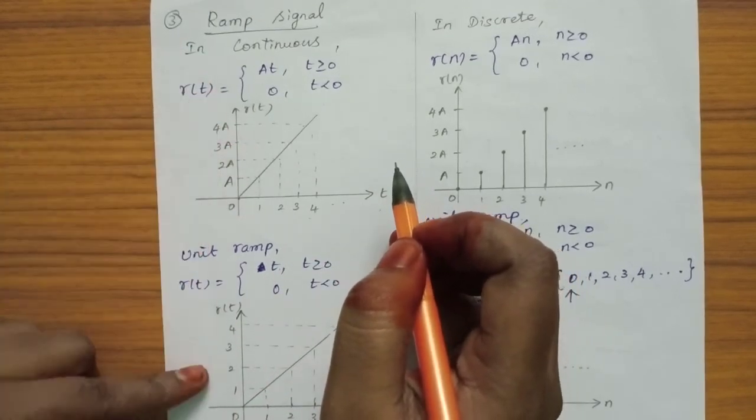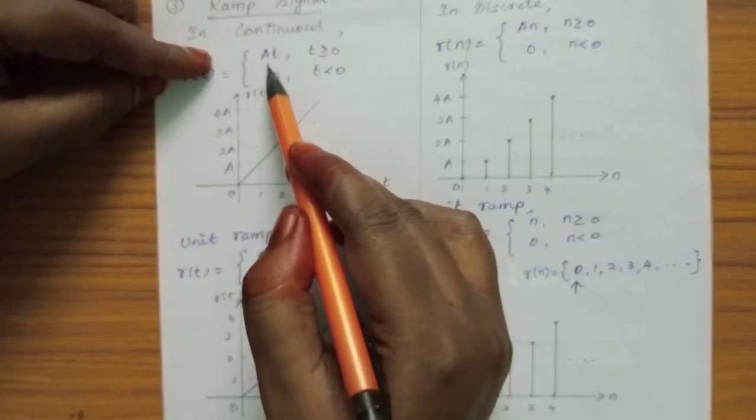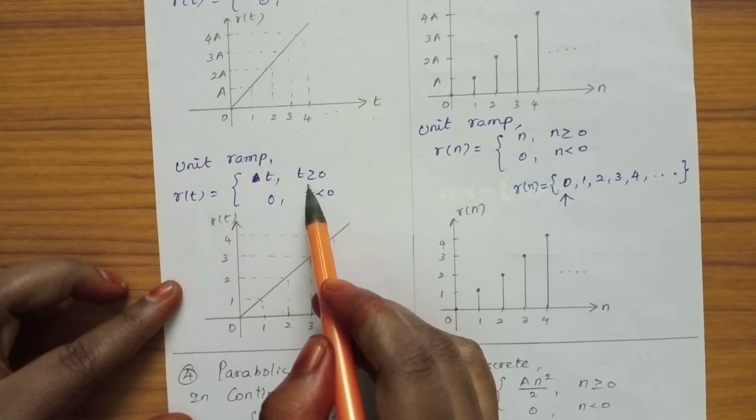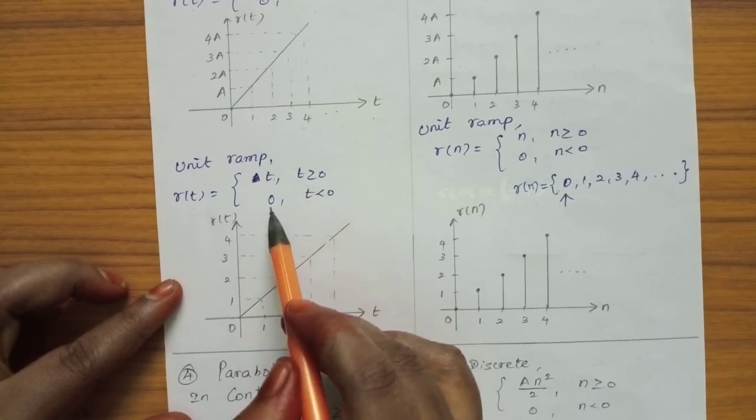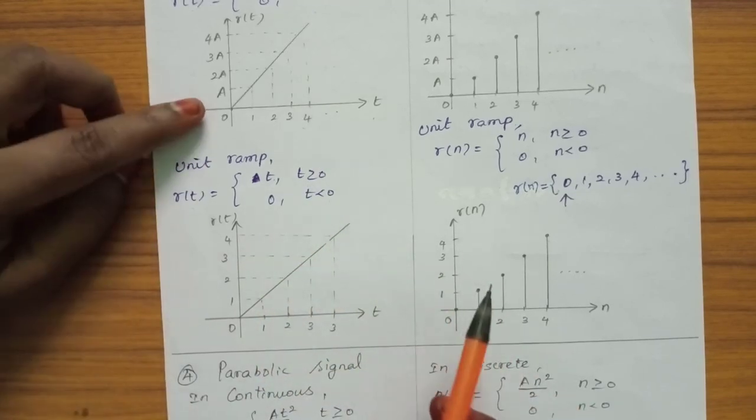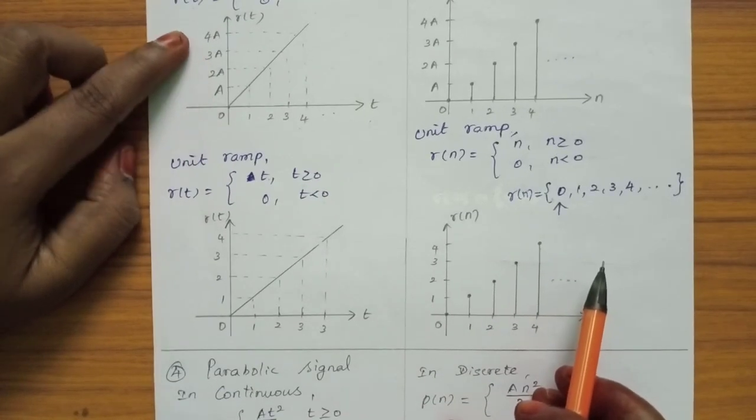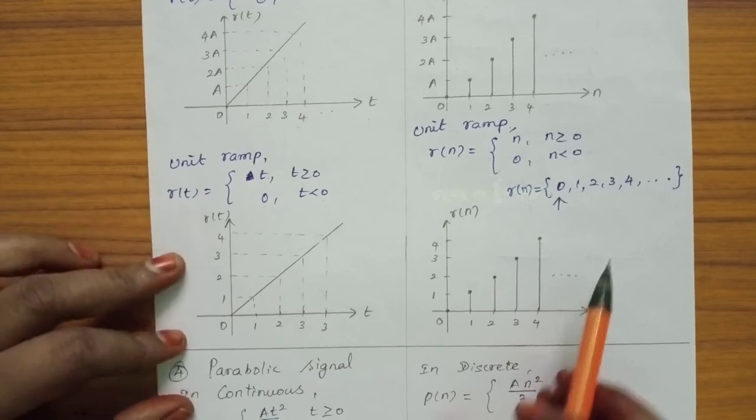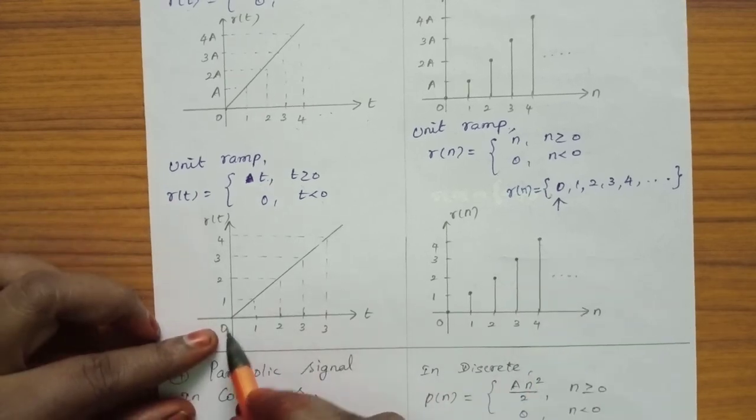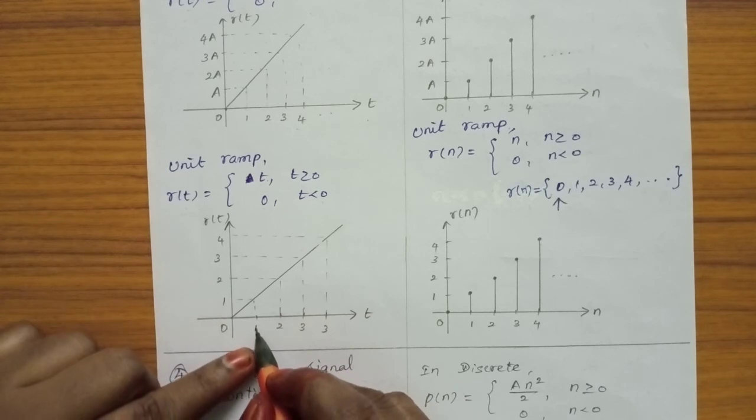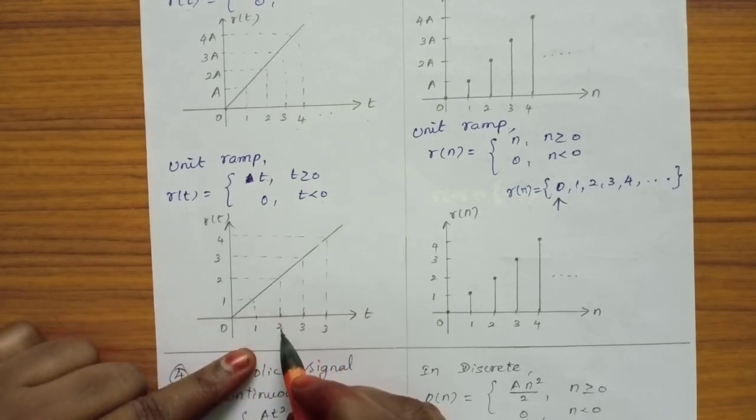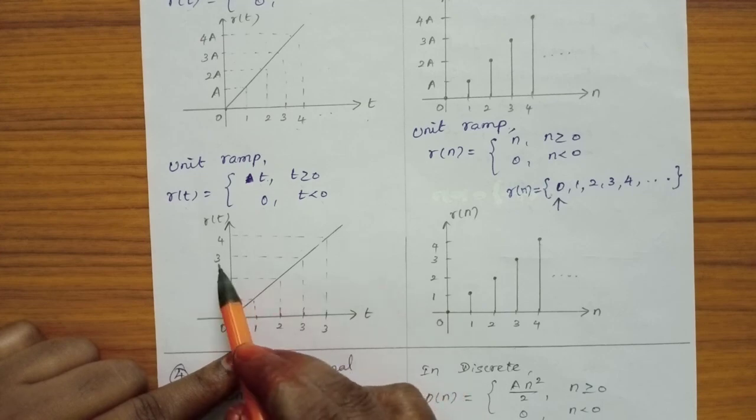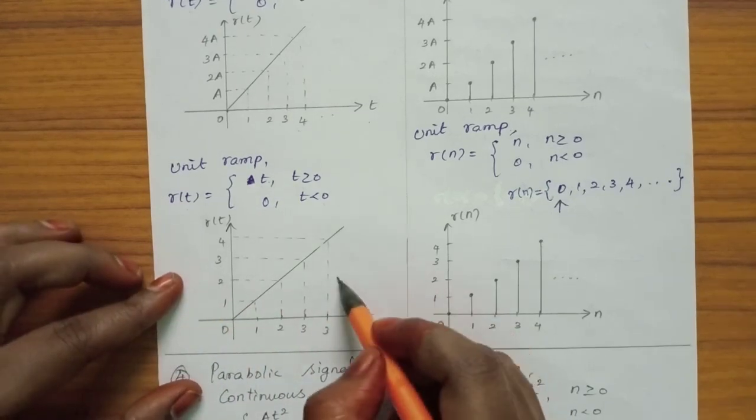Okay, for unit ramp, we should put a equal to 1. So r of t equal to t for t greater than or equal to 0 and 0 for t less than 0. So instead of a, 2a, 3a here, we are just putting 1, 2, 3, 4 like this. Okay, so here for 0 its value is 0, for t equal to 1, r of t also 1, for t equal to 2, r of t also 2, and t equal to 3, r of t also 3. Okay, so it goes on like this.